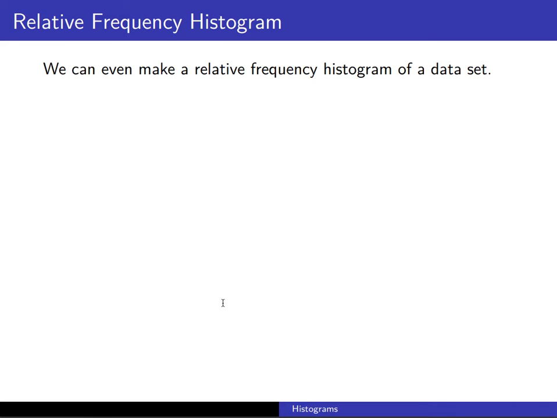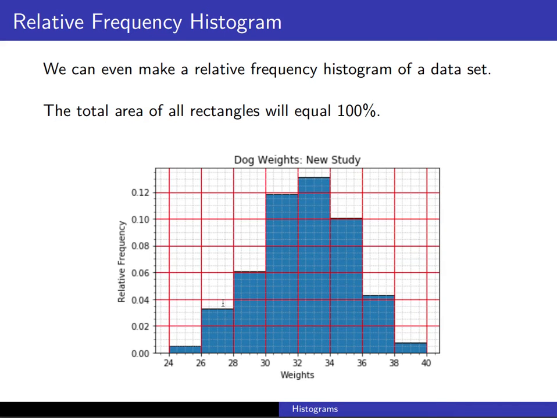We can also make a relative frequency histogram of a data set where the total area of all the rectangles is going to equal 100%. Here we have a different study. These are not the same huskies that we looked at before, but a new study. Here I have the red lines emphasizing the major values along each axis, just to make it a little easier to read. You might be able to see faintly these little minor values here. There's 1, 2, 3, 4 of them. So this right here is 0.01. This would be 0.005. Each of these little ones represents a value of 0.05.